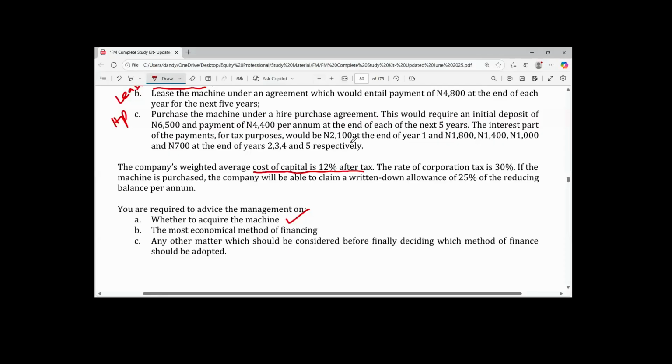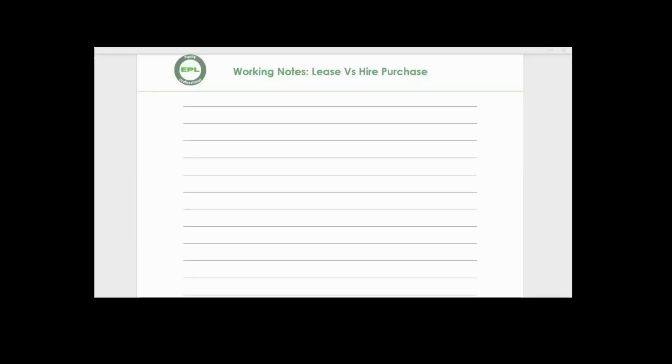I will stop sharing this and move to the working notes. So, solution to illustration number 3, page 78. The name of the company is Chair PLC. The examiner is asking you to determine whether the company should acquire the assets. You are required to advise the management on whether to acquire the machine. So in this case, we need to evaluate.